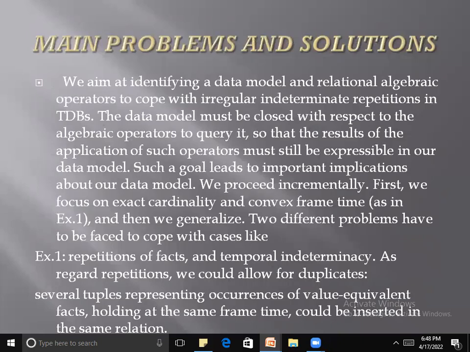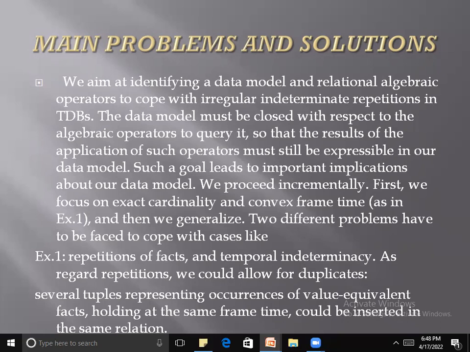Main problem and the solutions. We aim at identifying a data model and relational algebraic operators to cope with the irregular indeterminate repetitions in TDBs. The data model must be closed with respect to the algebraic operators to query it, so that the results of the application of such operators must still be expressible in our data model. Such a goal leads to important implications about our data model.